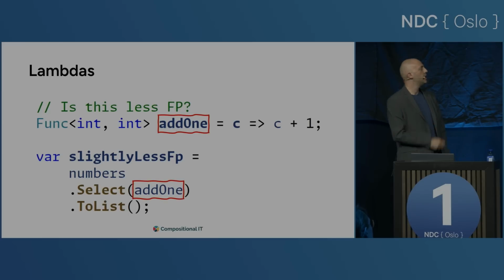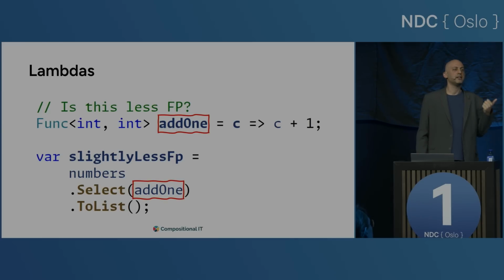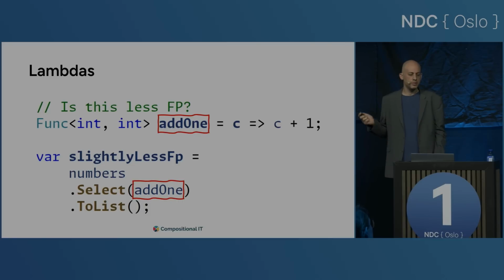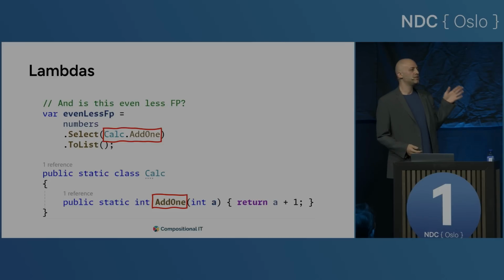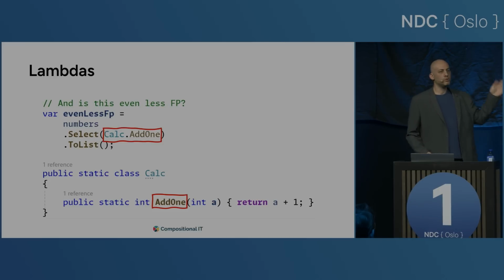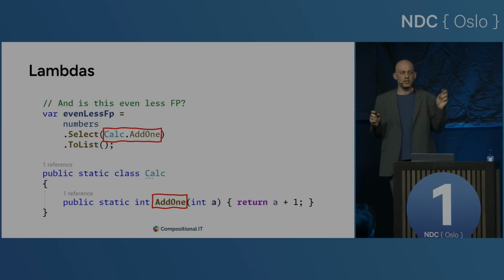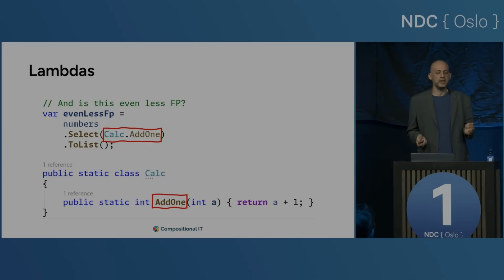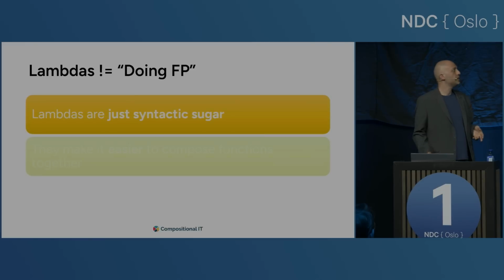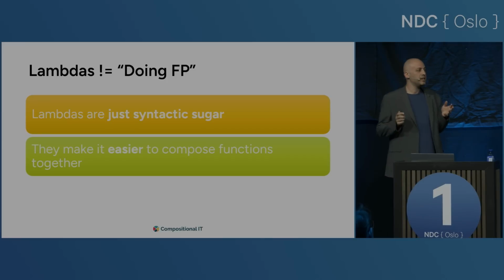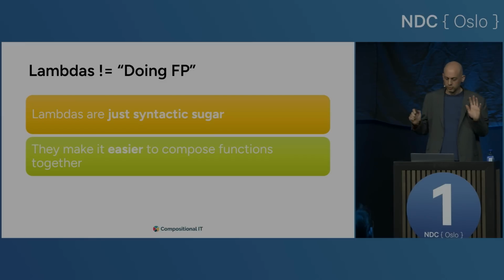It's just a slightly more complicated syntax. If I assign a lambda to a Func and pass that in, it's exactly the same. And if I have a static method in a class, or even an instance method, it's no more or less functional. These are all exactly the same. Just because we're using a shorthand syntax doesn't make it functional programming. They are just syntactic sugar. They just make it easier to start working with functions. They don't do anything more than that. So just remember that.